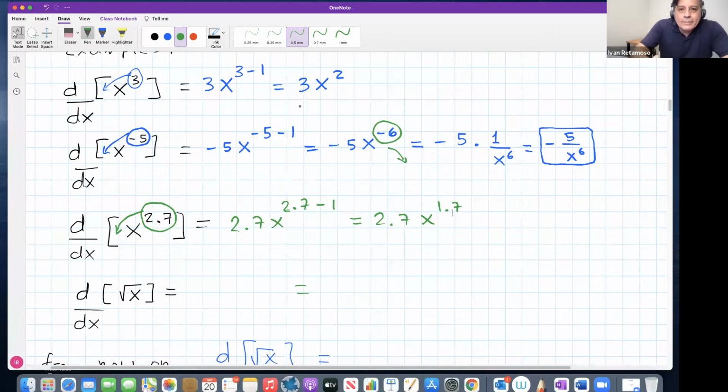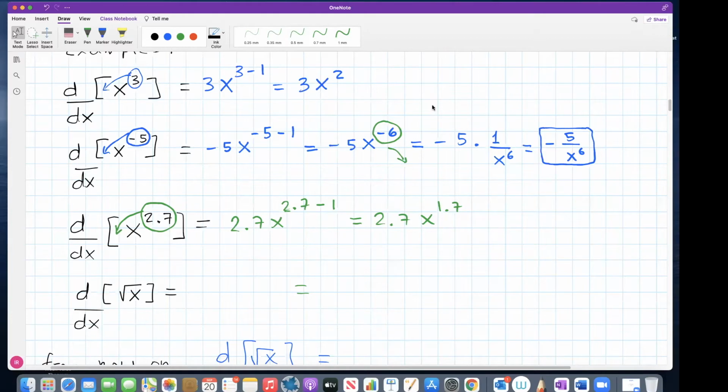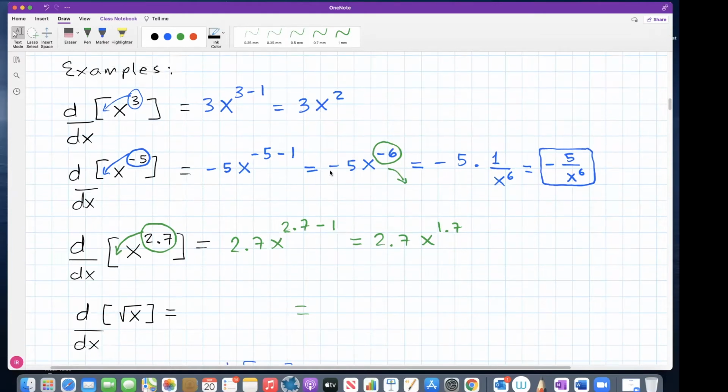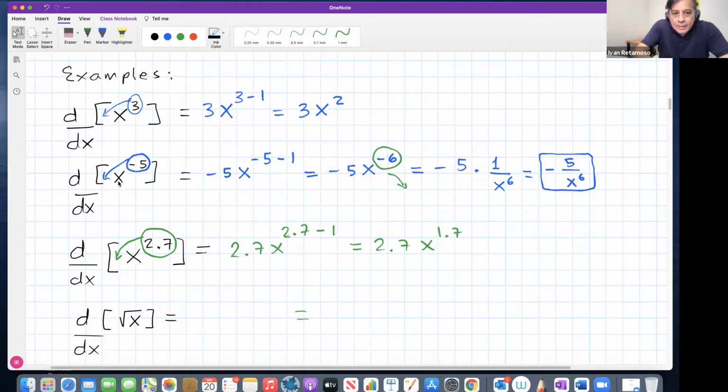Here is another one. I see some questions on the chat. Very good. Okay, so I'm sorry, I don't know if you can repeat the second one because I missed that. This one, the second one? Yeah, x raised to minus 5.